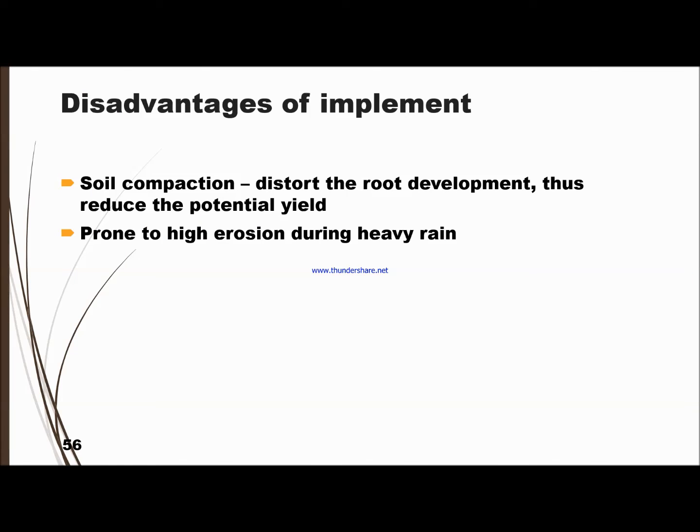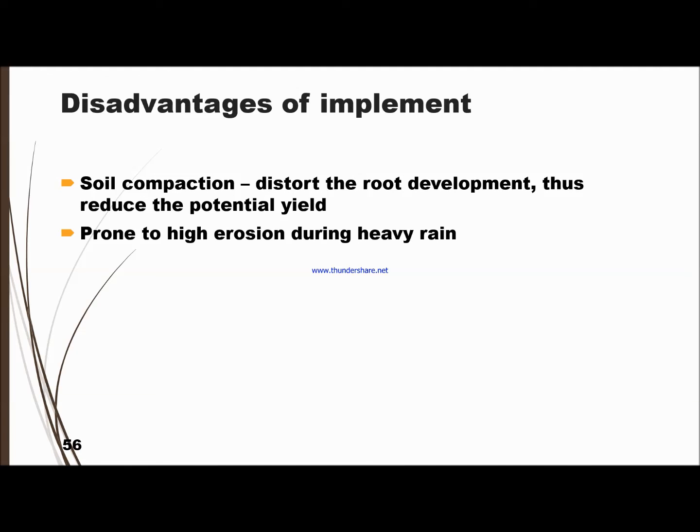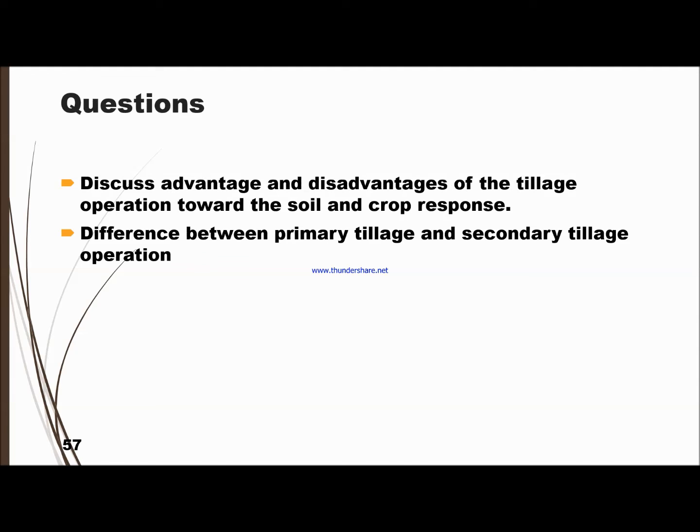Alright, we move on to the next slide on the disadvantages of the implement. We have a compaction issue, which is because the implement distorts the root development, and thus you reduce potential yield. Also, because the implement is heavy, you compact the soil, which is prone to high erosion during heavy rain. Other than that, what else? If you could think, probably related to water, related to sustainable practice in agriculture, maybe you can add some points on this.